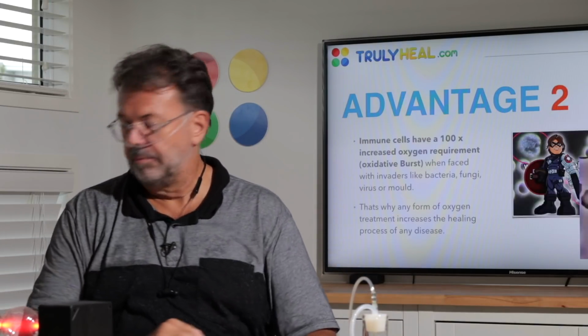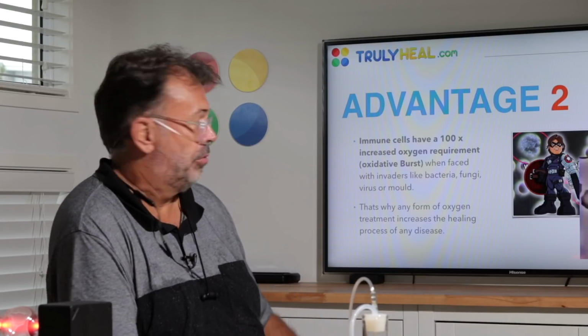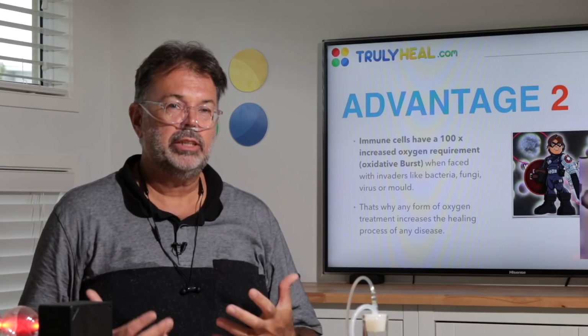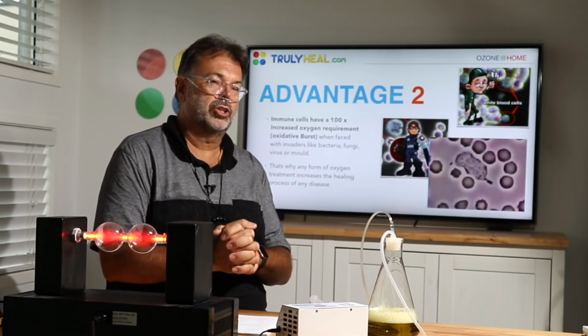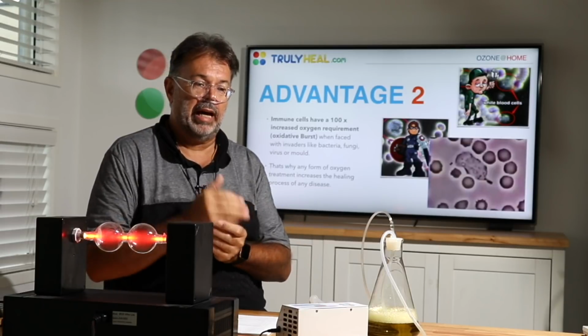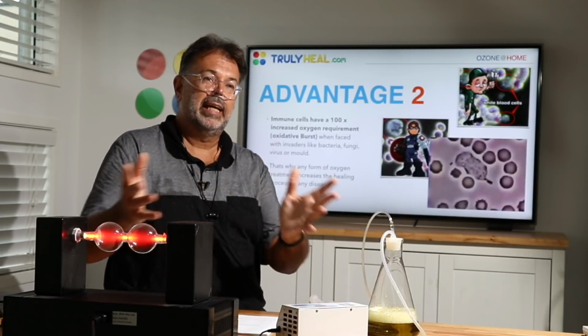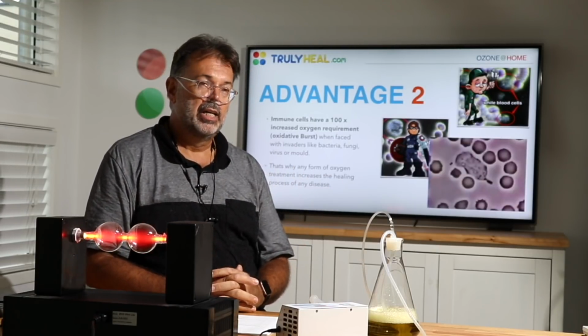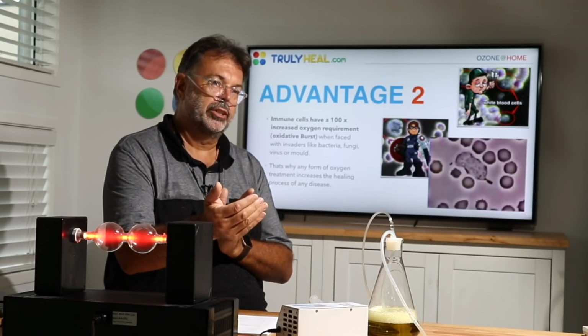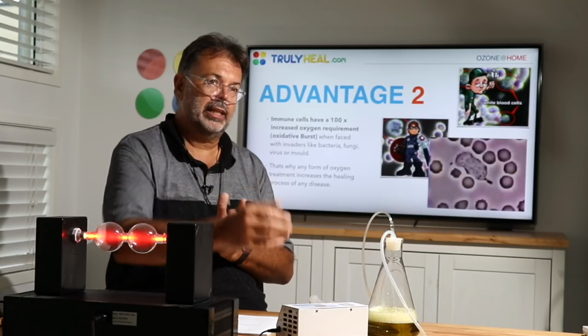Where do I move on? Here. The second advantage of ozone is that immune cells need 100 times more oxygen in order to build hydrogen peroxide, to have that killing effect and to kill off pathogens. So if you have enough oxygen in your system, your immune system can actually handle the job.